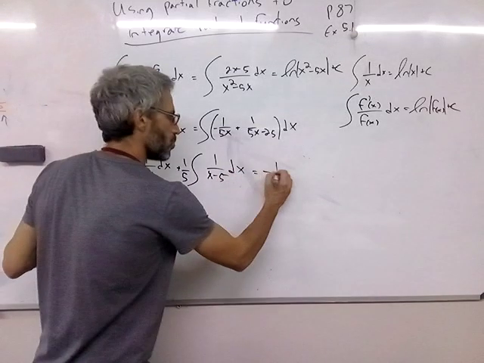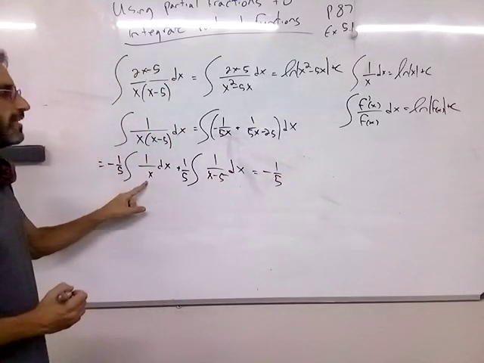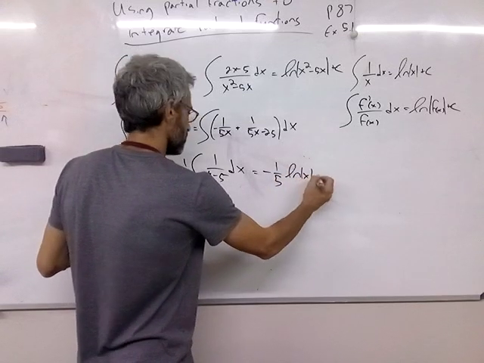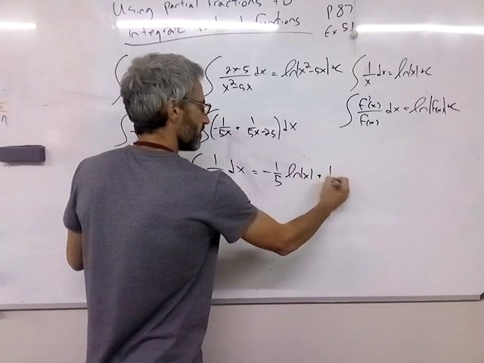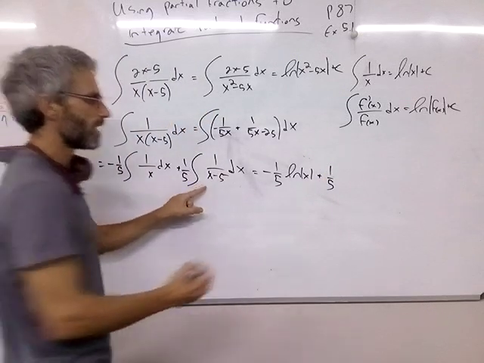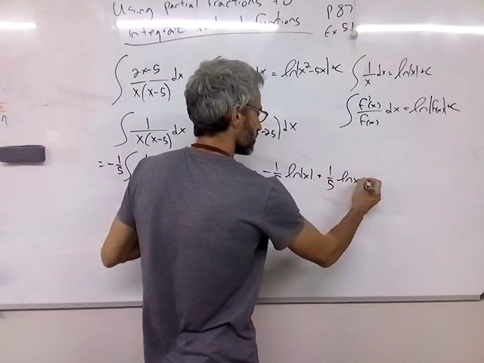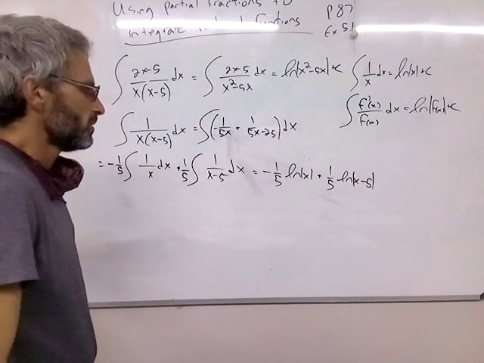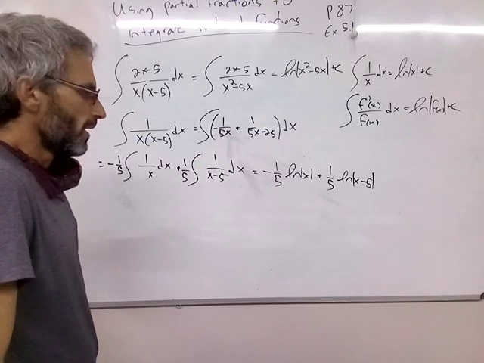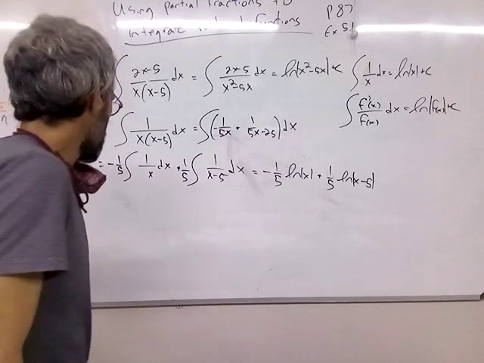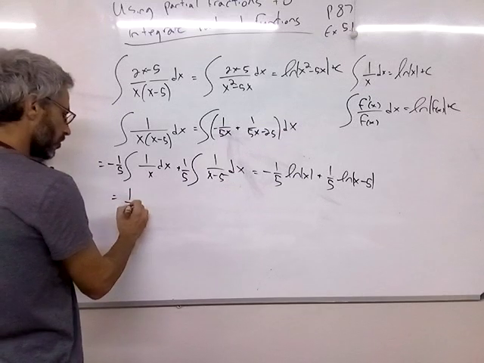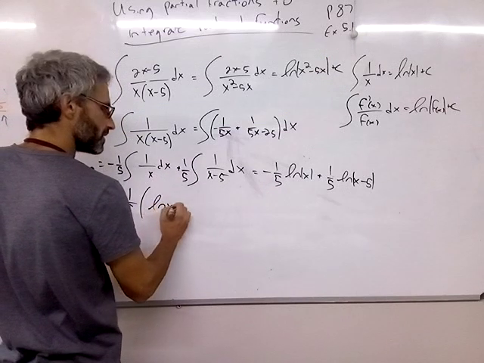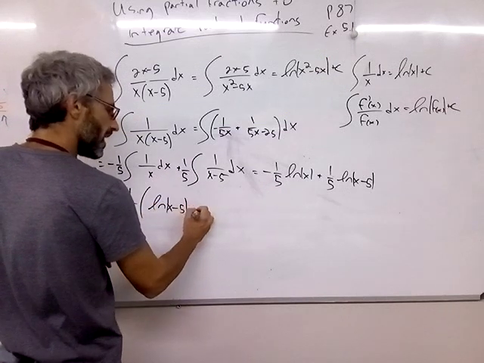So first of all, I'm going to write minus 1 over 5. The integral of 1 over x is very naturally ln of x, plus 1 over 5. Okay, the integral of 1 over x minus 5 is simply ln of x minus 5. Okay, so that's about that. In fact, we can do something further, just to make it pretty. I can take 1 over 5 as a common factor, and then I'll do ln of x minus 5 minus ln of x.